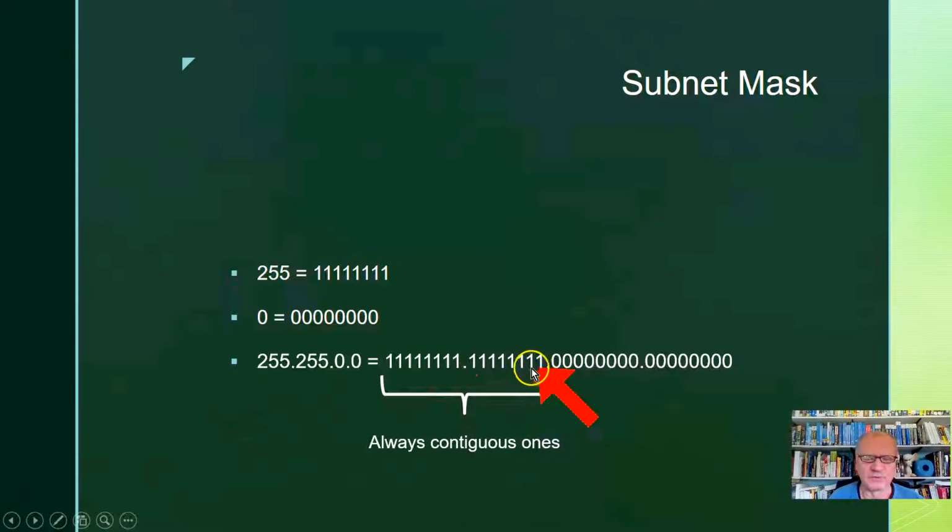Now, where the ones stop and the zeros start depends on whether you have 255.0.0.0 or 255.255.0.0 or 255.255.255.0. But either way, it's always contiguous ones and contiguous zeros. Well, that's it for how the subnet mask works.